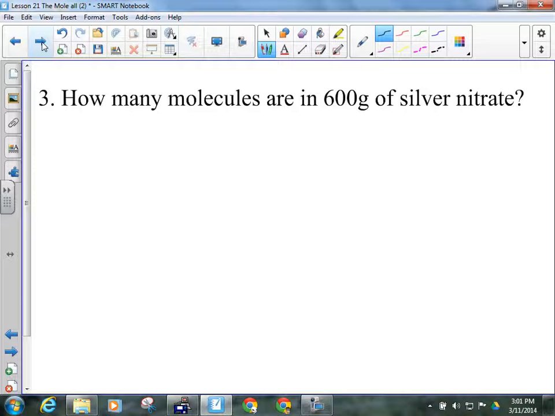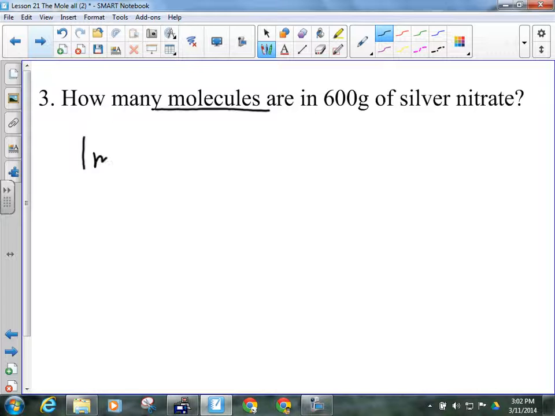So this question is different in that it's not asking me for moles. It's asking me for molecules. The mole equation doesn't calculate molecules. It calculates moles or mass. That doesn't mean it isn't entirely useless. It's still going to be used, but there's going to be a step after that. Here's what I have to remember.